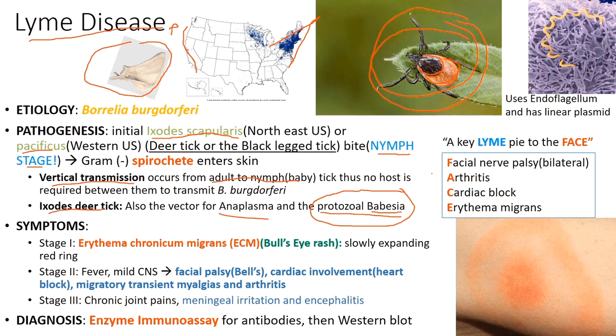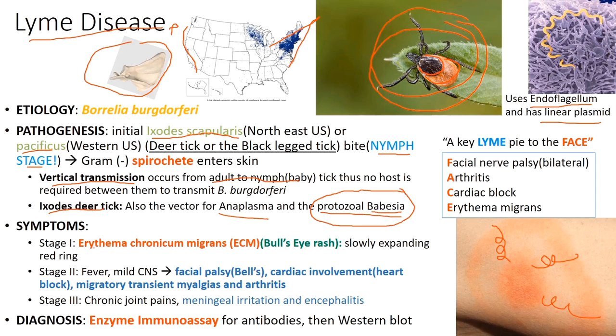So as far as the symptoms for this, remember that this is a spirochete, and so it buries into the skin, and then it can move via its endoflagellum. This has a linear plasmid, and that's how it creates all of its proteins so it can function properly. So the first stage: once you get bitten and the tick stays on there for 35 hours and then may fall off, if it transmits Borrelia into the skin, then it starts migrating outward in this ring formation, spiraling out, and it forms this ring type skin lesion.